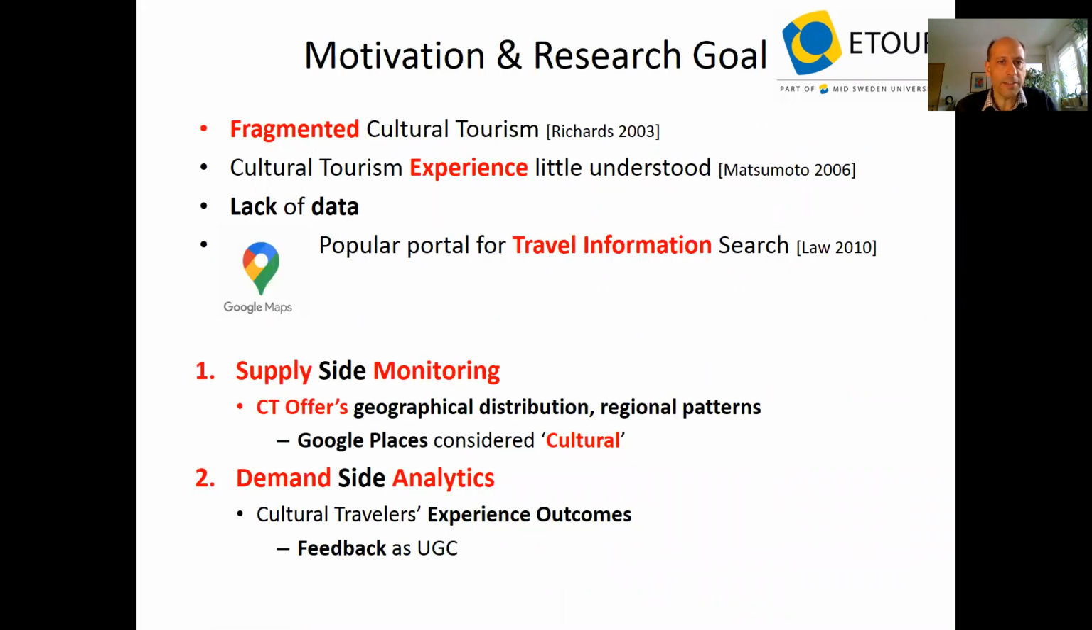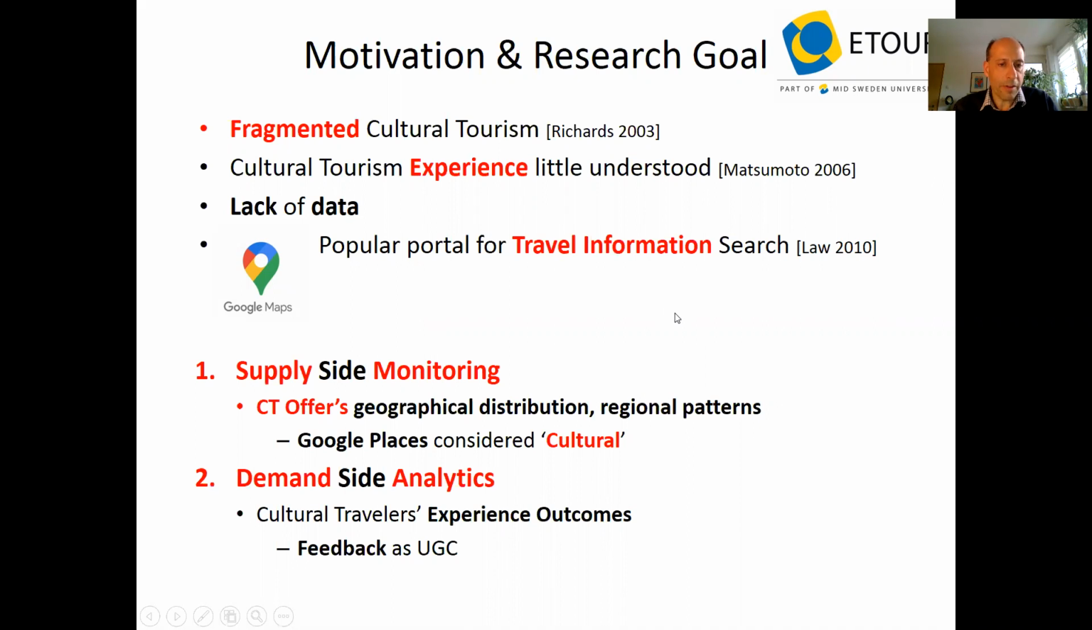Why are we interested in this type of research? Cultural tourism is highly fragmented. Cultural tourism experience is little understood, and there is a lack of data. And we believe that Google Maps provides inexpensive and adequate data for this purpose.